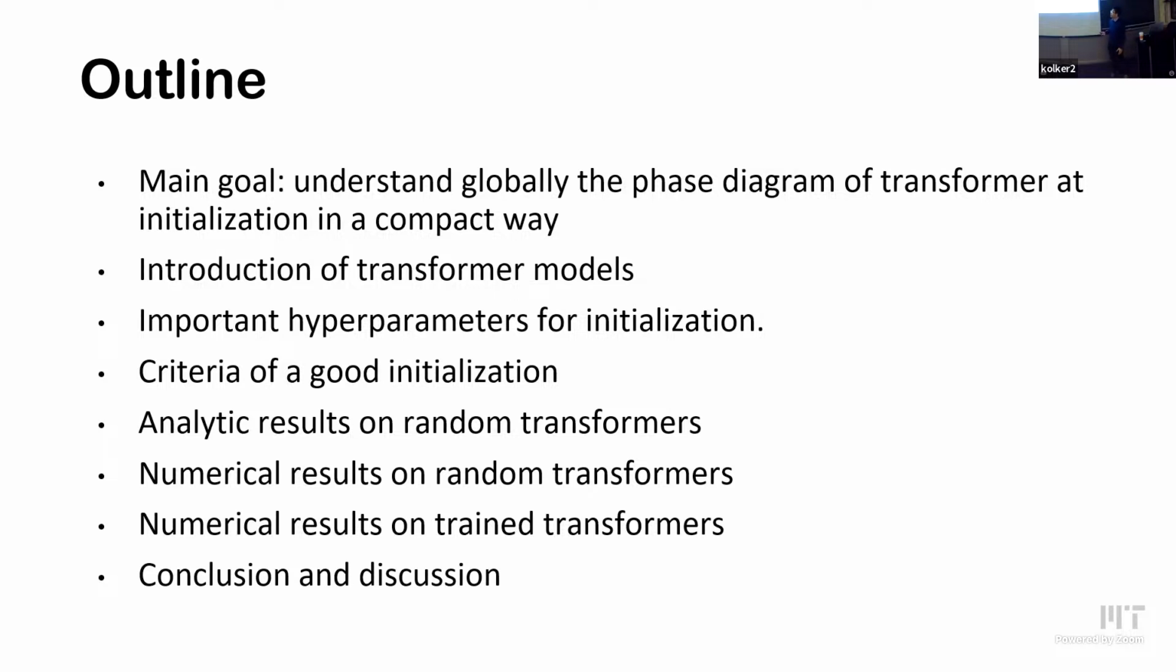So this is a generalization of similar discussions for other kinds of machine learning models to transformers, where we want to have criteria for good initialization. We will have some analytical results and numerical results on this phase diagram, comparing different approaches with each other. And then in the end, I will discuss some conclusions and open questions. Please feel free to interrupt me anytime if you have a question.